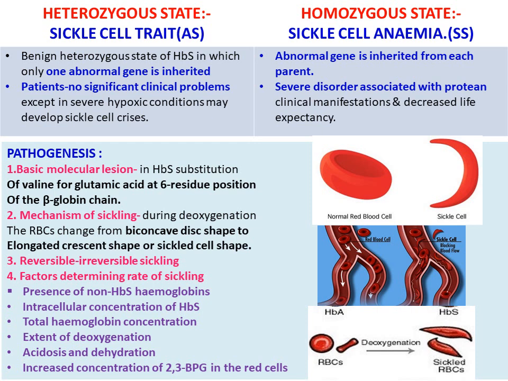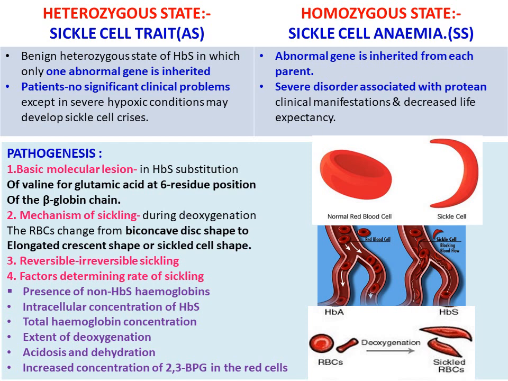First, the basic molecular lesion is HbS substitution, that means sickle hemoglobin, valine for glutamic acid, that means replacement of glutamic acid by valine at the 6th residue position of the beta globin chain. So in the beta globin chain, at the 6th position, valine is replaced in place of glutamic acid. So that means one substitution happens. That is the basic mechanism in sickle cell anemia: valine substituted for glutamic acid at the 6th position in the beta globin chain.